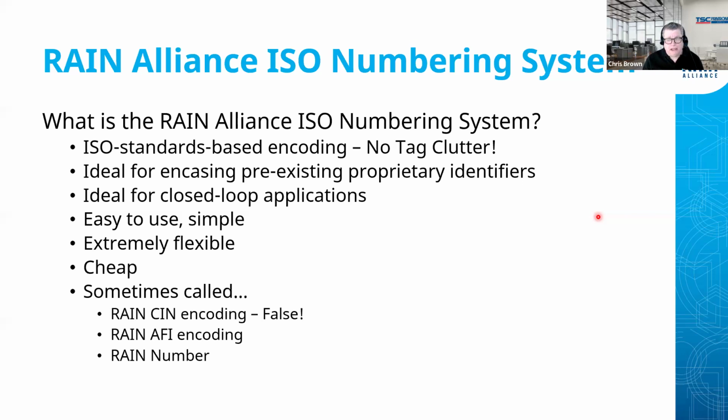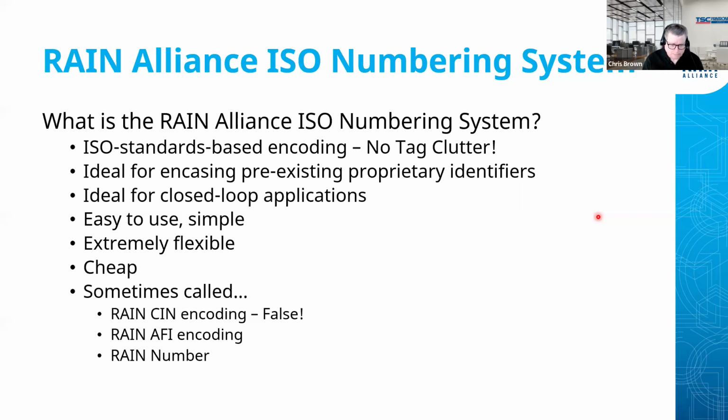I should point out that the RAIN Alliance ISO numbering system is sometimes called a RAIN SYN encoding. That is false, okay? I'm going to cover this more later on. Don't worry about the details of that yet. I'll get into that. But if somebody says that term, that's false, okay?